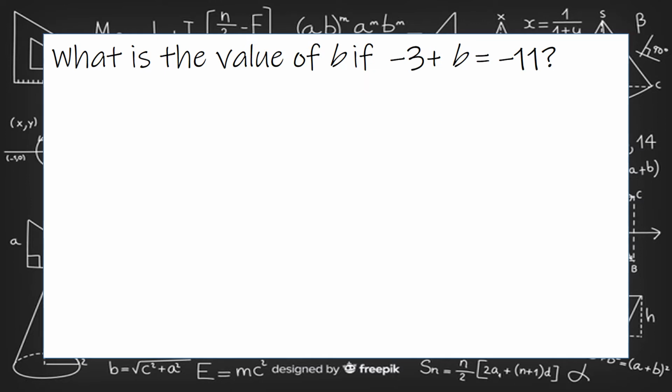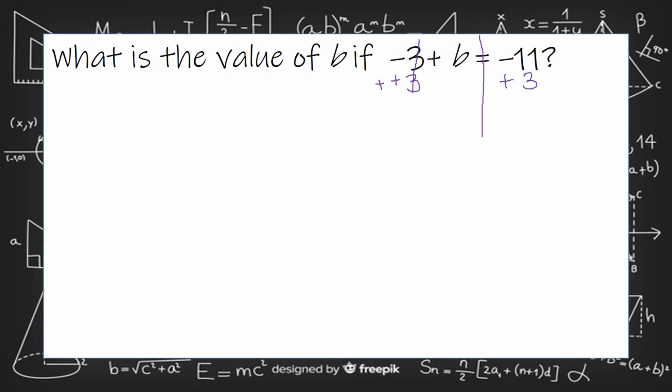What is the value of b if negative 3 plus b equals negative 11? So the first thing I'm going to do is draw my line through here to help me keep things straight. If negative 3 is being added to b and I need to get it to go away, I need to do the opposite. So if it's being added, I'm going to subtract. So subtracting negative 3, when you subtract a negative, it's the same as adding a positive. Negative 3 plus 3 goes to 0.